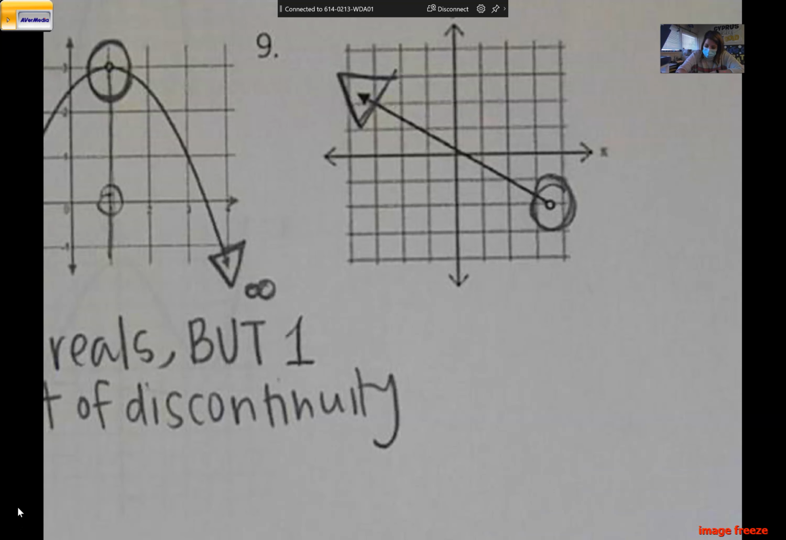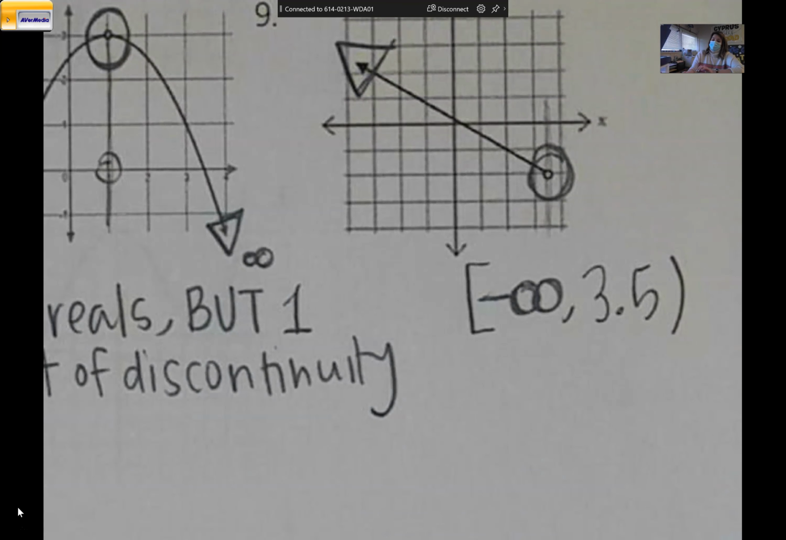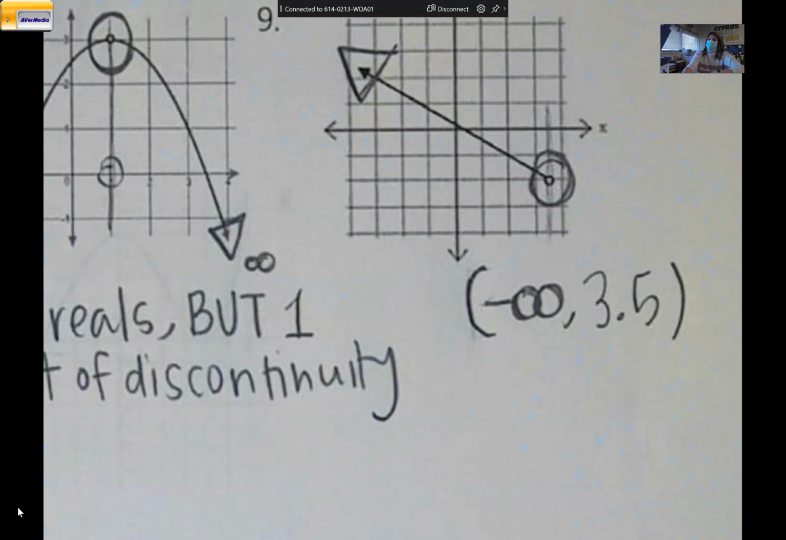Oh, this guy's in the middle. So use a 0.5. Okay, about 10. Five. 3, 2, 1. I got negative infinity to 3.5. Ugh, I did it wrong. These should both be parentheses. Is that what you guys got?